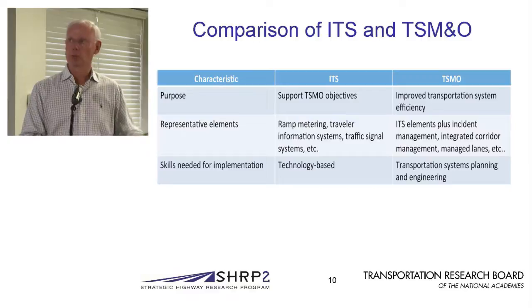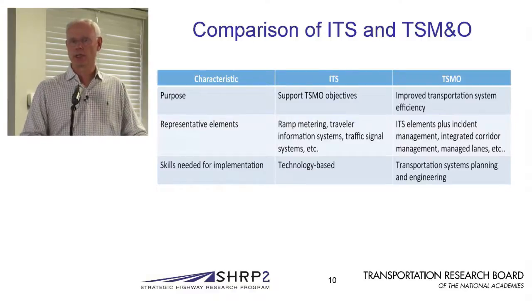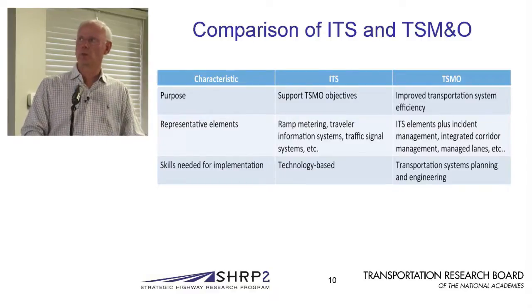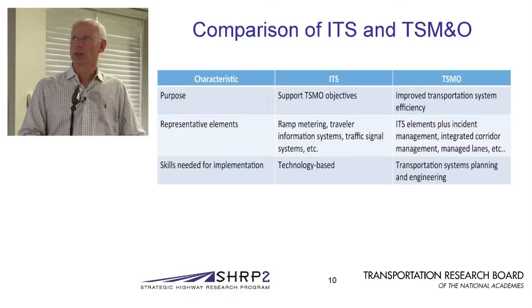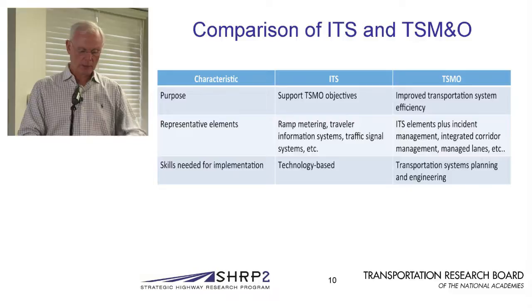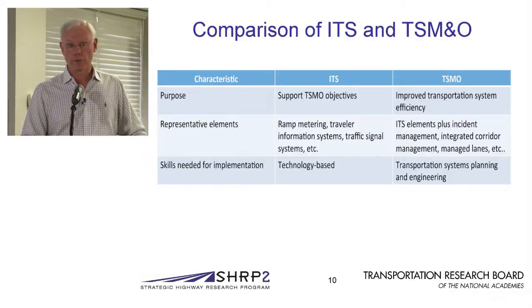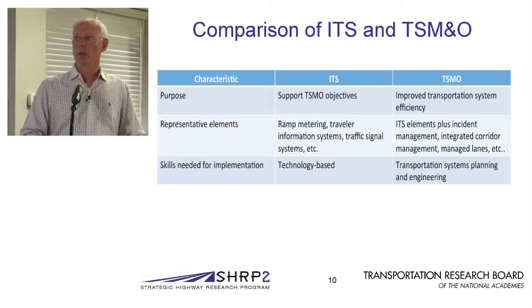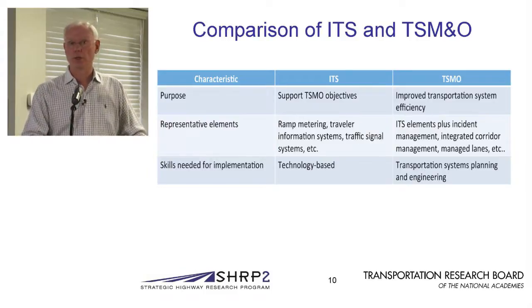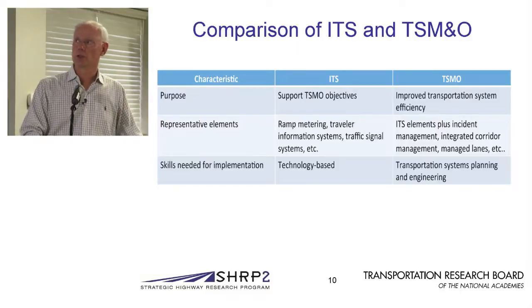This chart contrasts, and really summarizes, a lot of what we've already said about ITS and TSM&O. You'll see as you go down through the ITS column that ITS is supportive of TSM&O. You'll see the representative elements are really system-oriented, and you'll see that the skills are very much technology-based: the surveillance, the communications, and those kinds of things.